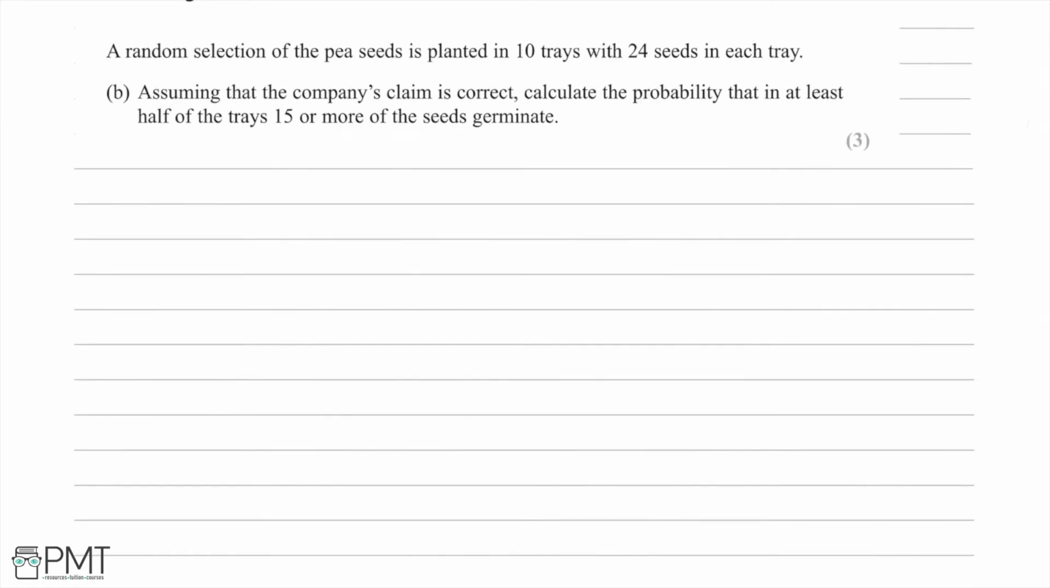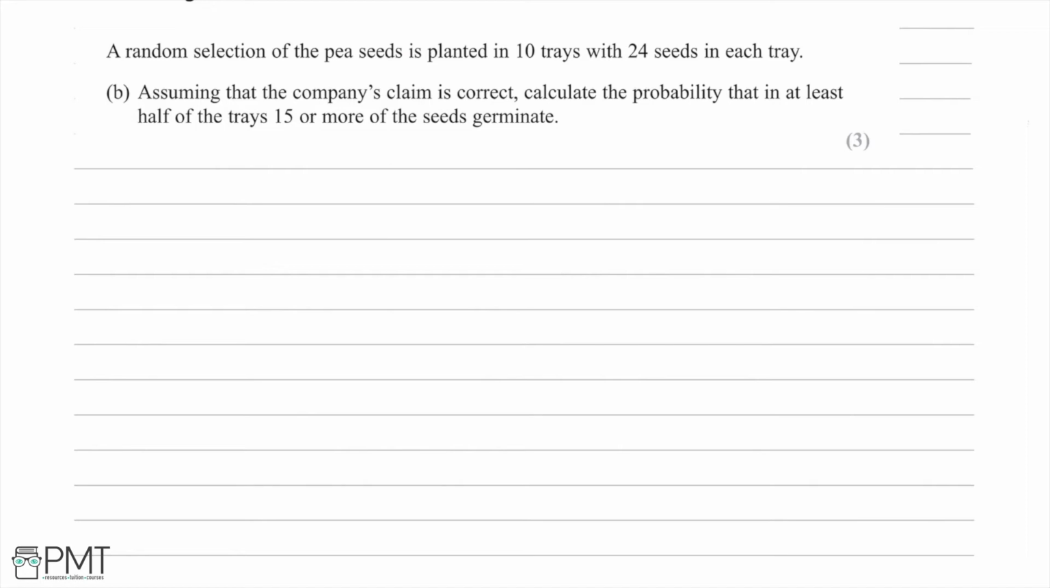So in part B of this question, we're told that a random selection of the pea seeds is planted in 10 trays with 24 seeds in each tray. So we have 10 trays, each with 24 seeds in them. We're asked, assuming that the company's claim is correct, we remember they claim that 55% of its pea seeds germinate, to calculate the probability that in at least half of the trays, 15 or more of the seeds germinate.